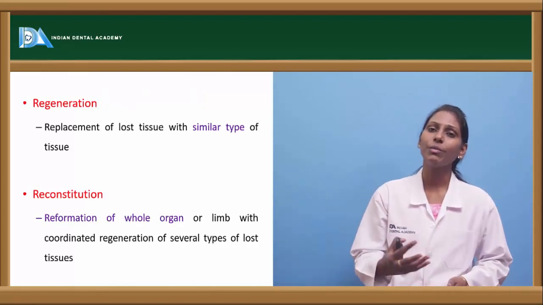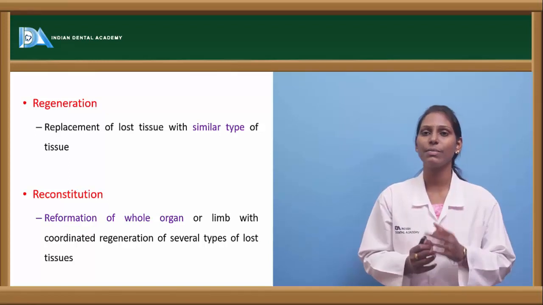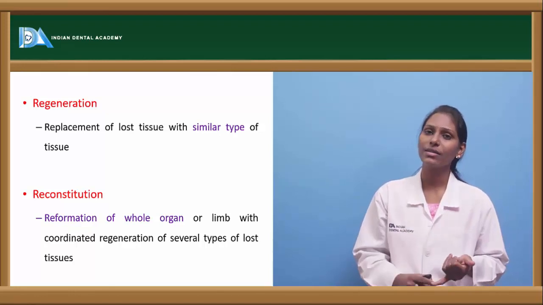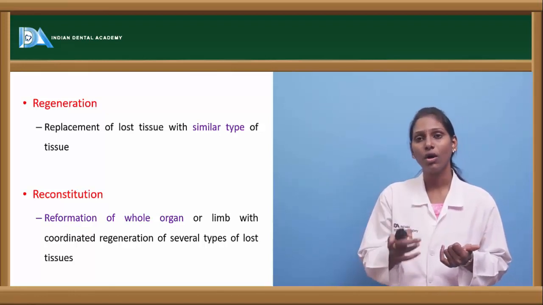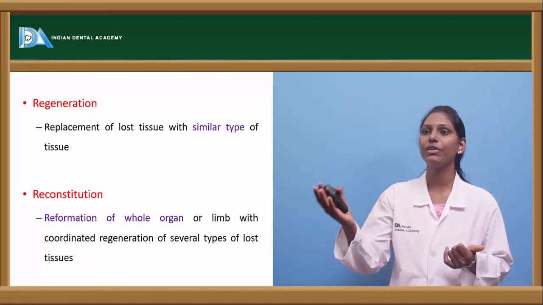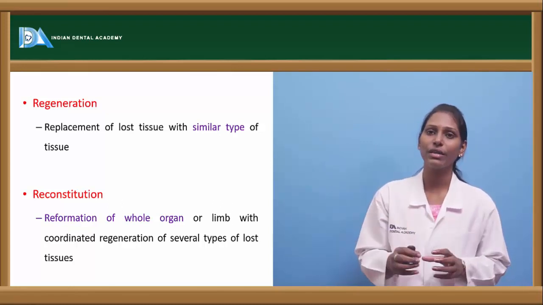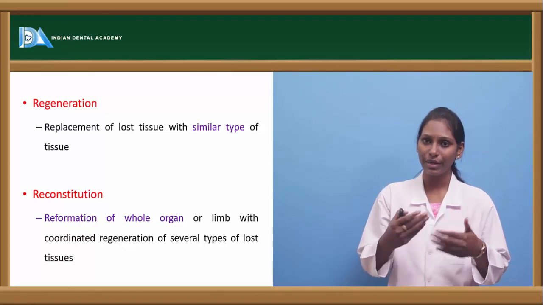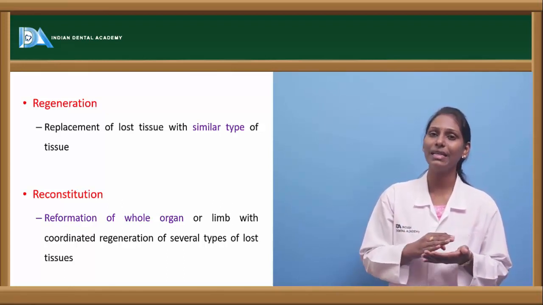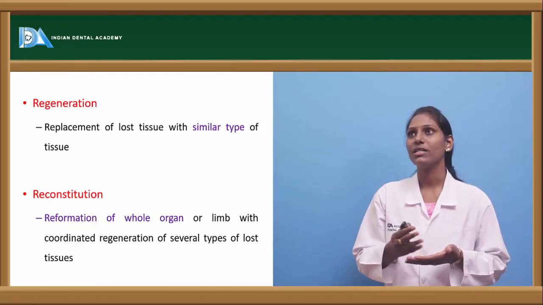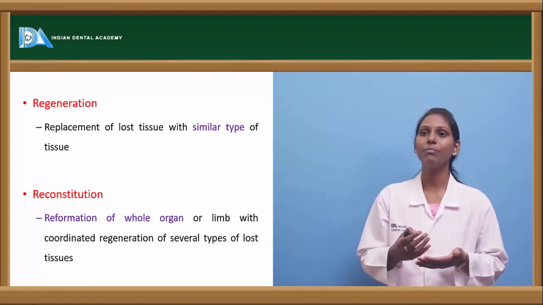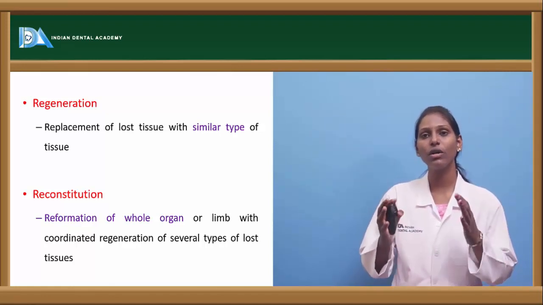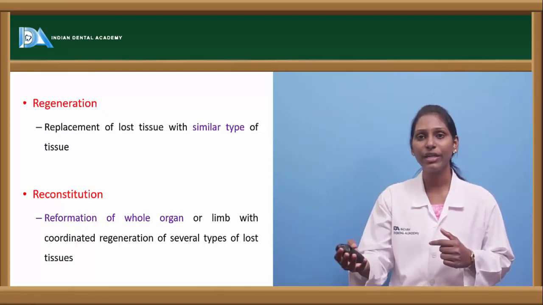Now, when we're talking about healing of wounds, we come across three specific terms: regeneration, reconstitution, and repair. What is regeneration? Regeneration is replacement of the lost tissue with similar types of specialized tissues present around it, which reproliferate again and close or heal the wound. This is called regeneration. Reconstitution we actually see in amphibians, where the whole organ, especially the tail, is completely formed again.